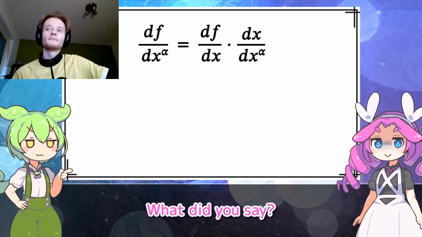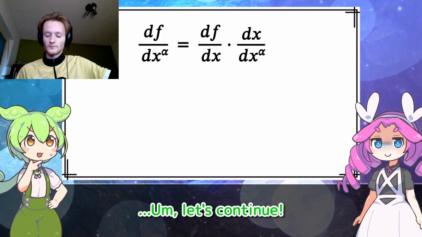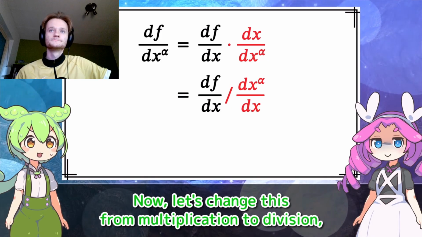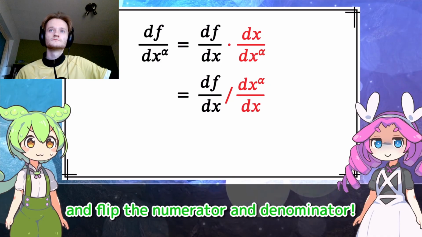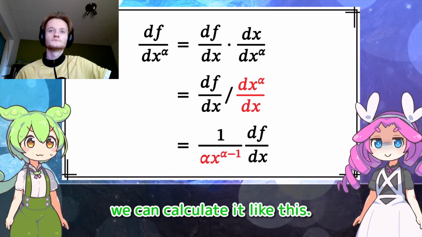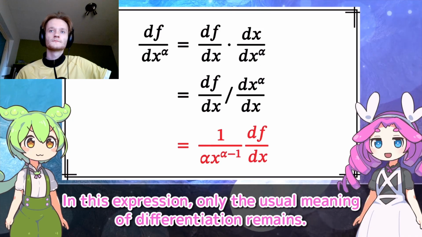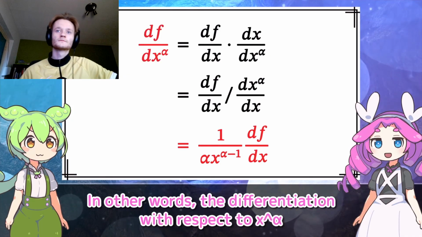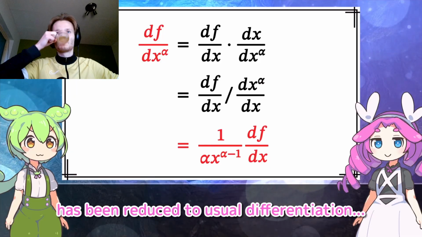Something's off here. Let's continue. Now, let's change this from multiplication to division, and flip the numerator and denominator. Then, since we're simply differentiating x to the alpha with respect to x here, we can calculate it like this. In this expression, only the usual meaning of differentiation remains. In other words, the differentiation with respect to x to the alpha has been reduced to usual differentiation.